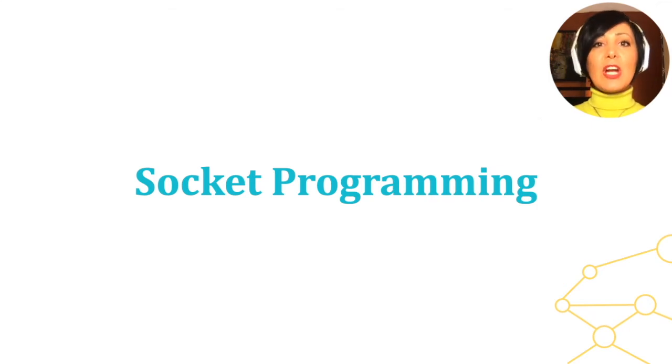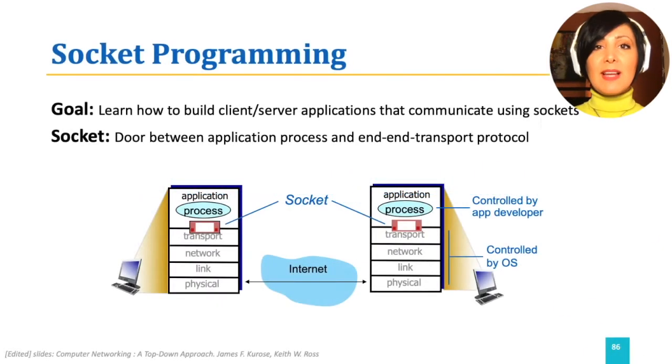As the last section in our application layer discussions, let's briefly talk about the first steps towards developing network applications, socket programming. Our goal is learning to build client-server applications that communicate using sockets. Remember, whether our client and server communicate over an open or a proprietary protocol, they need to use IP address and port number to identify the applications that are running on the end systems across the network.